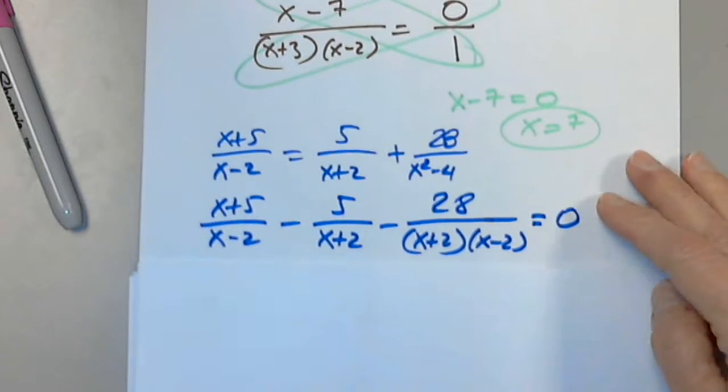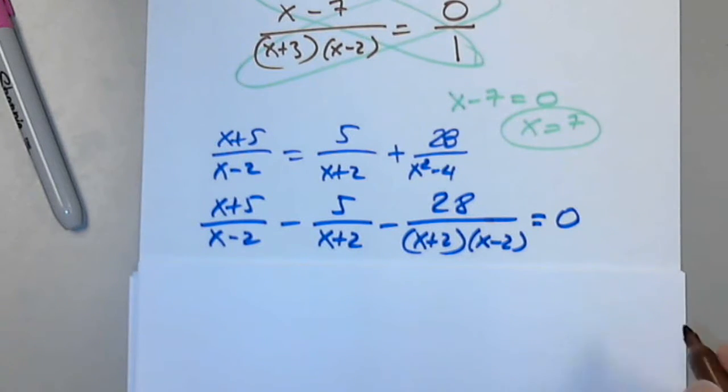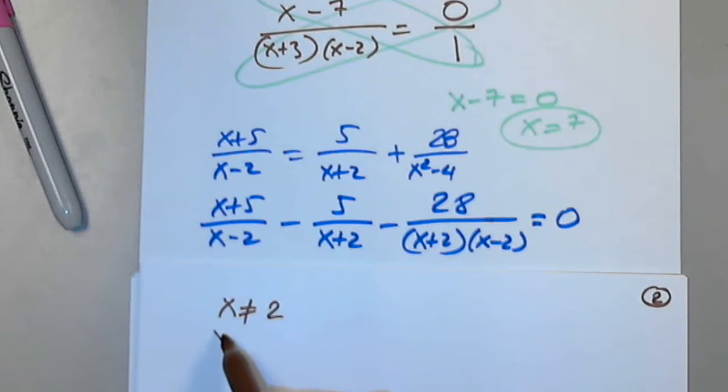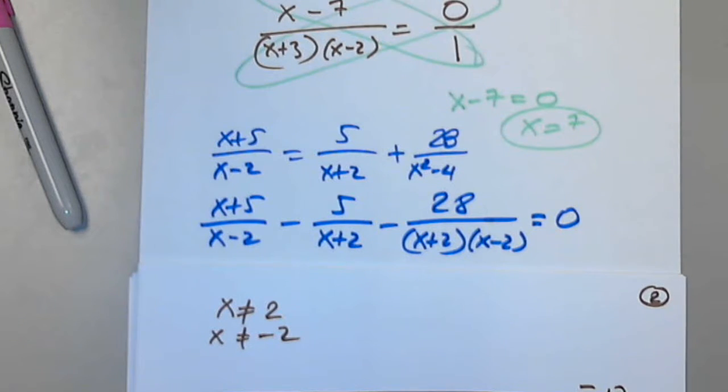Next step. x cannot be... Exactly. It saves us so much grief later if we do that, right? So x cannot equal... very good. And now I need the least common denominator.